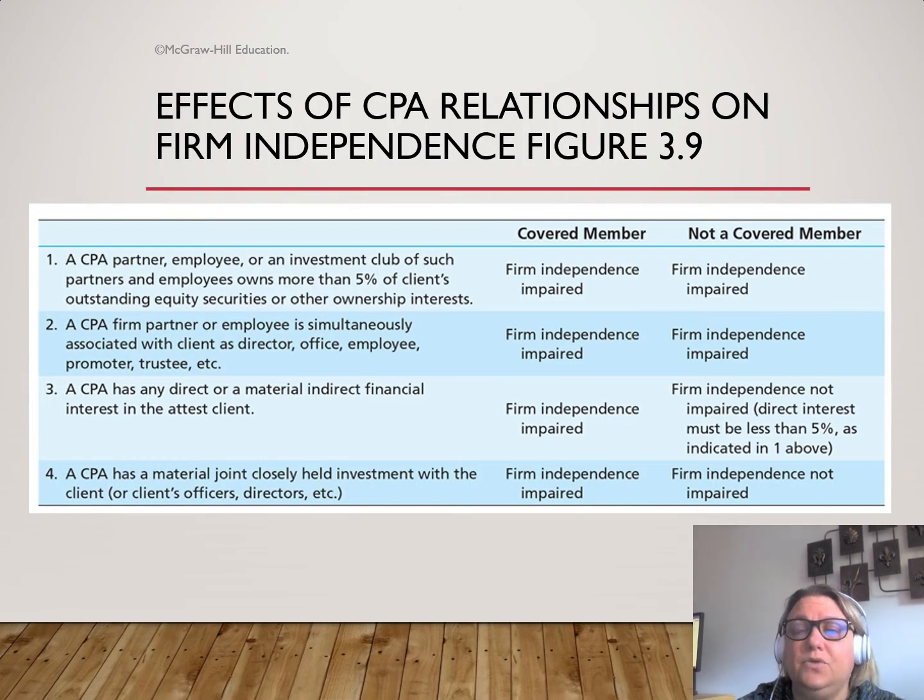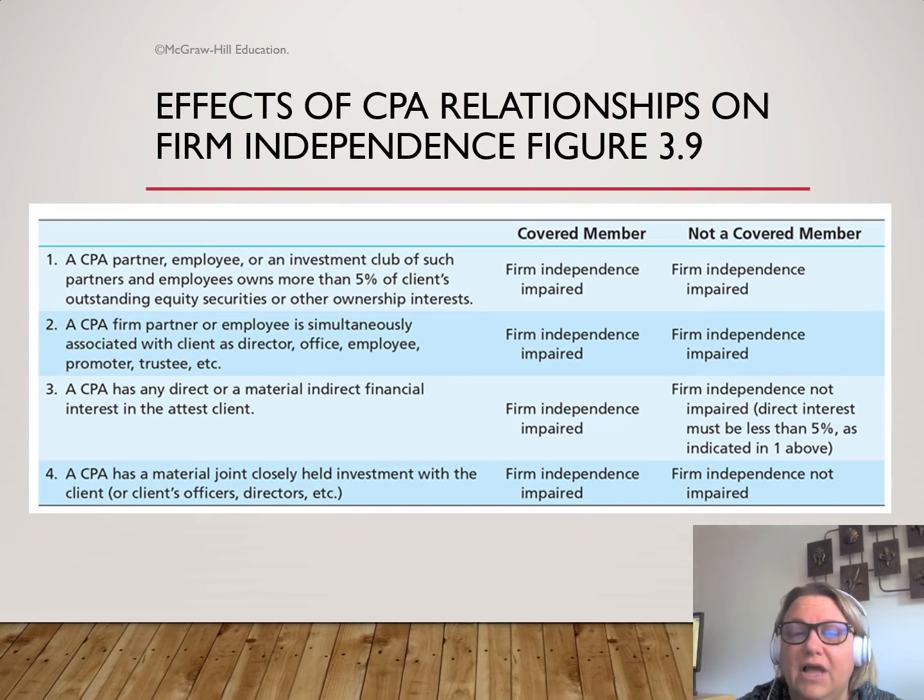So the words covered member are super important. If you're studying for the CPA, again, I encourage you to listen to this, read this out loud, practice it. It's not as easy as it looks. It's one of these sneaky things. So a CPA partner, employee, or investment club, and if such partners and employees own more than 5% of the client's outstanding equity securities, or such ownership interests, if they are a covered member, the independence is impaired.